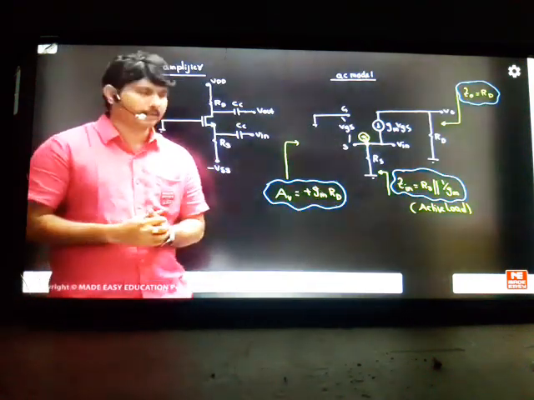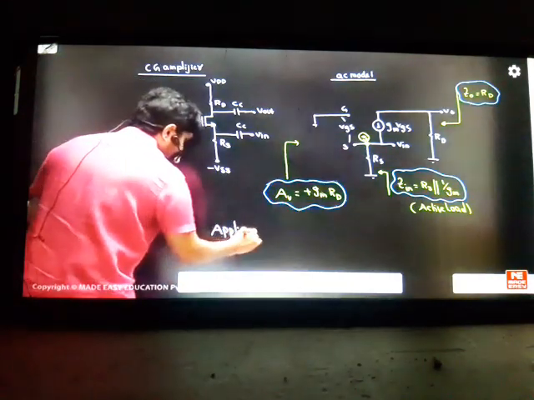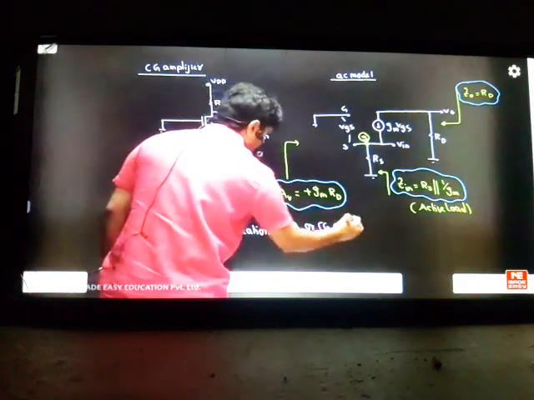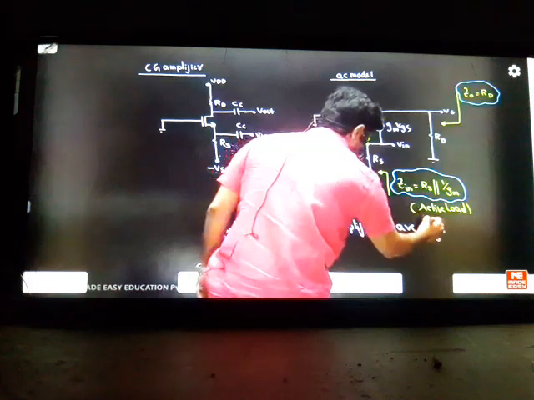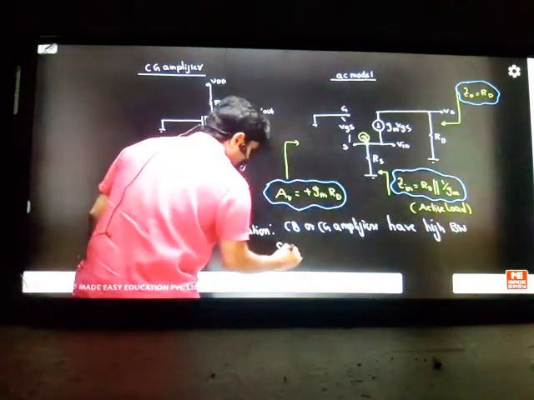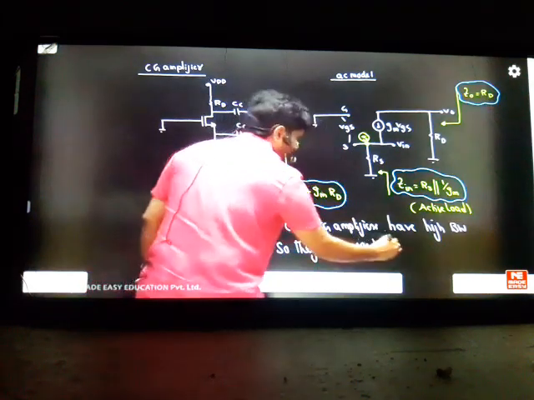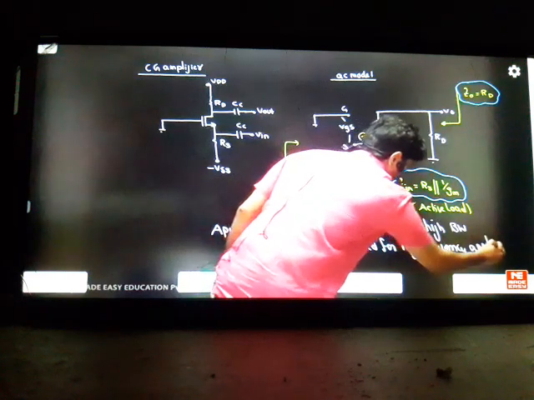So where to use these amplifiers? I'll give a small application for you. You'll just write the application below this. Application: where we use this. Common base or common gate amplifiers have high bandwidth. So they will be used for high frequency applications. So this is the main importance of this.